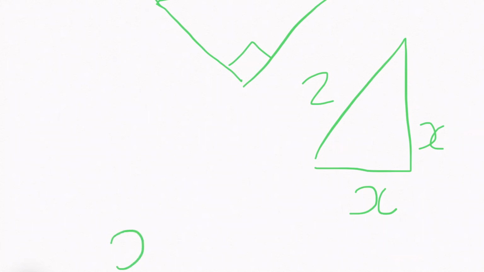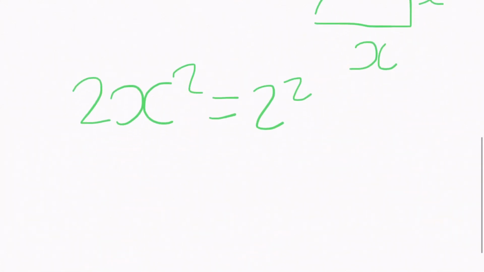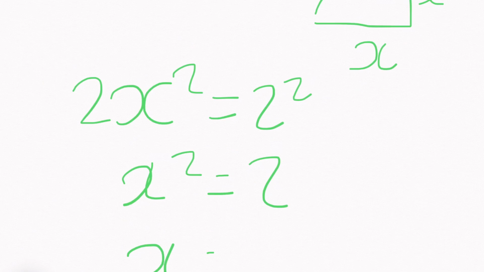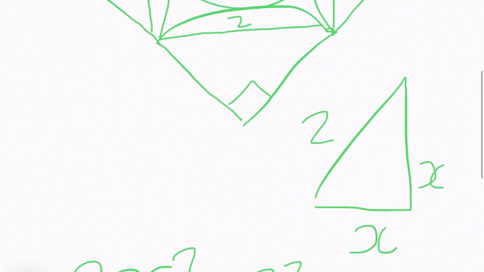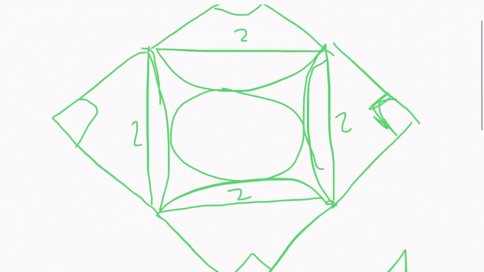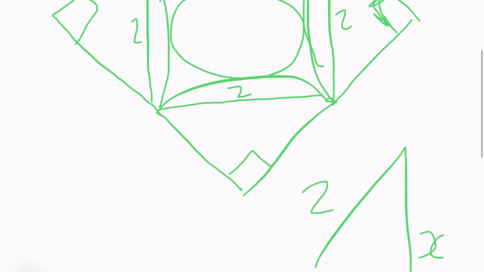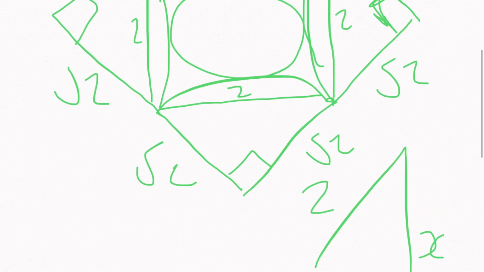So we have x squared plus x squared, which is 2x squared, equals 2 squared. Simplifying the equation, you then get x squared equals 2, because 2 squared is 4, and 4 divided by 2 is 2. And then x equals root 2. So now we know the radius of the circle is root 2. So you can write that there: root 2, root 2, root 2, and root 2.